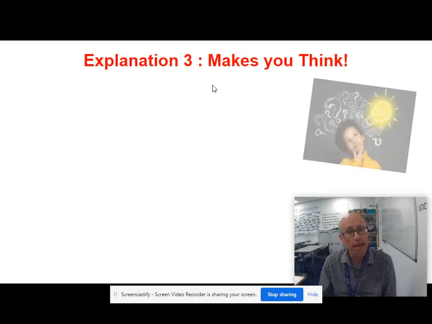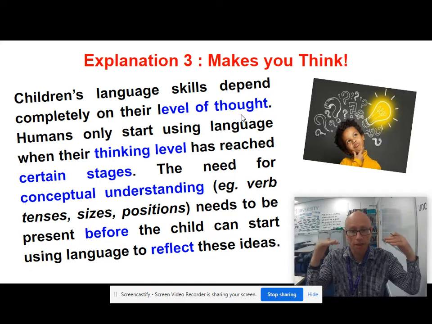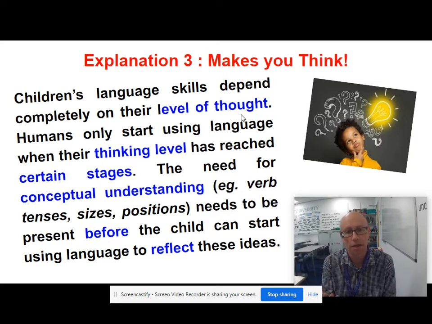Explanation number three, makes you think. This is the idea that children's language skills completely depend upon their levels of thinking, their thought levels. So humans can only start using language when their thinking levels have achieved certain stages. So you need the certain knowledge or understanding in order to articulate some of those ideas. Take, for example, verb tenses. You know, the child has to have some capacity for understanding the difference between present tense and past tense before they can start to use those language features, and similarly sizes and positions of things. Makes you think.